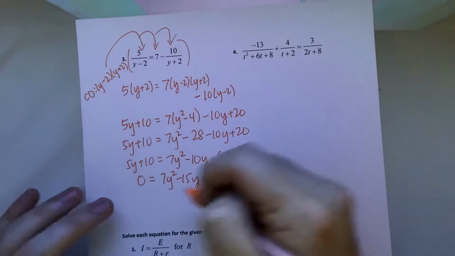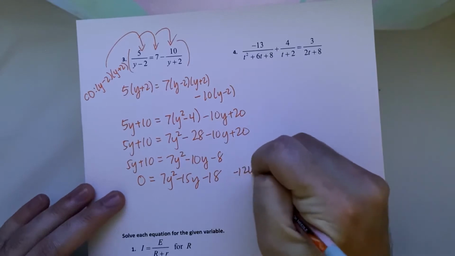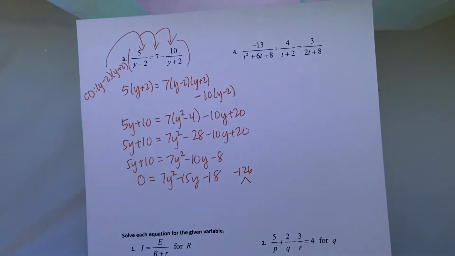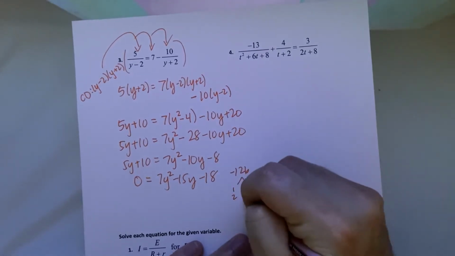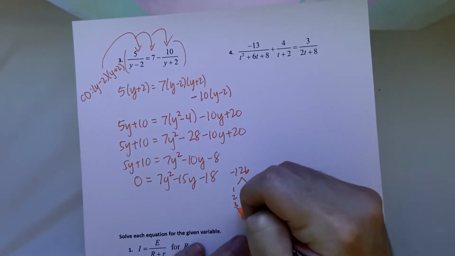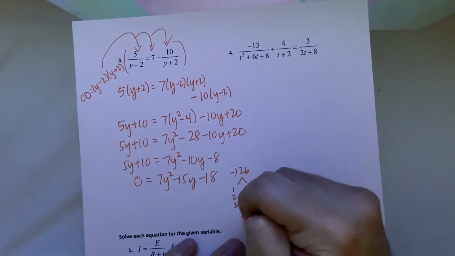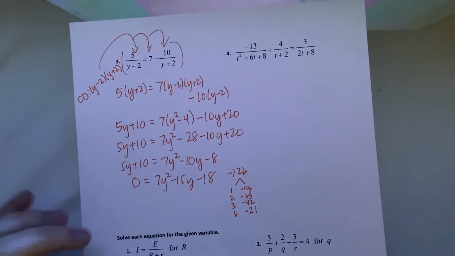Okay, to factor this, 7 times 18 is 126. So negative 126, factors of negative 126 that add to negative 15. Okay, so they're opposite signs, and the bigger one's negative. So we've got 1, negative 126, 2, negative 63, 3, negative 42, no factor for 4 or 5, 6, and negative 21. Looks like it's those two.